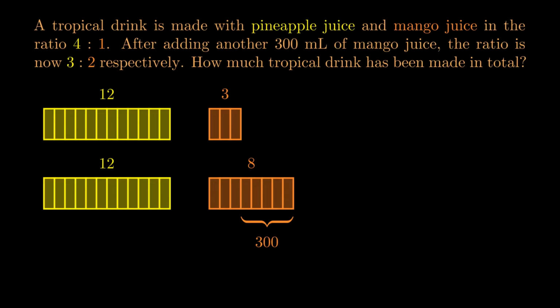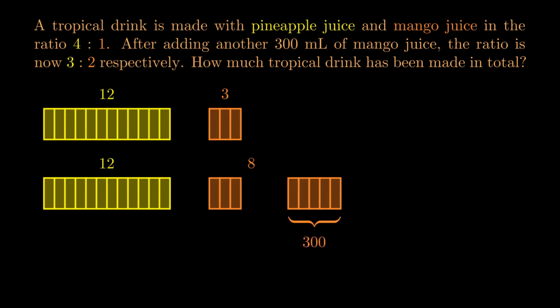So now that we've equalized the size of each bit across the two ratios, we expect we can make a lot more sense of the 300 ml of mango juice that was added, right? That change in quantity between the two situations there. More precisely, we see that 3 bits of mango juice became 8 bits. And we can meaningfully state that difference because we've made all the bits across the two ratios the same size, remember? And that means this 300 ml of mango juice here must be worth exactly 5 bits, the difference between 3 and 8. So then each bit must be 300 ml divided by 5, which is 60 ml.